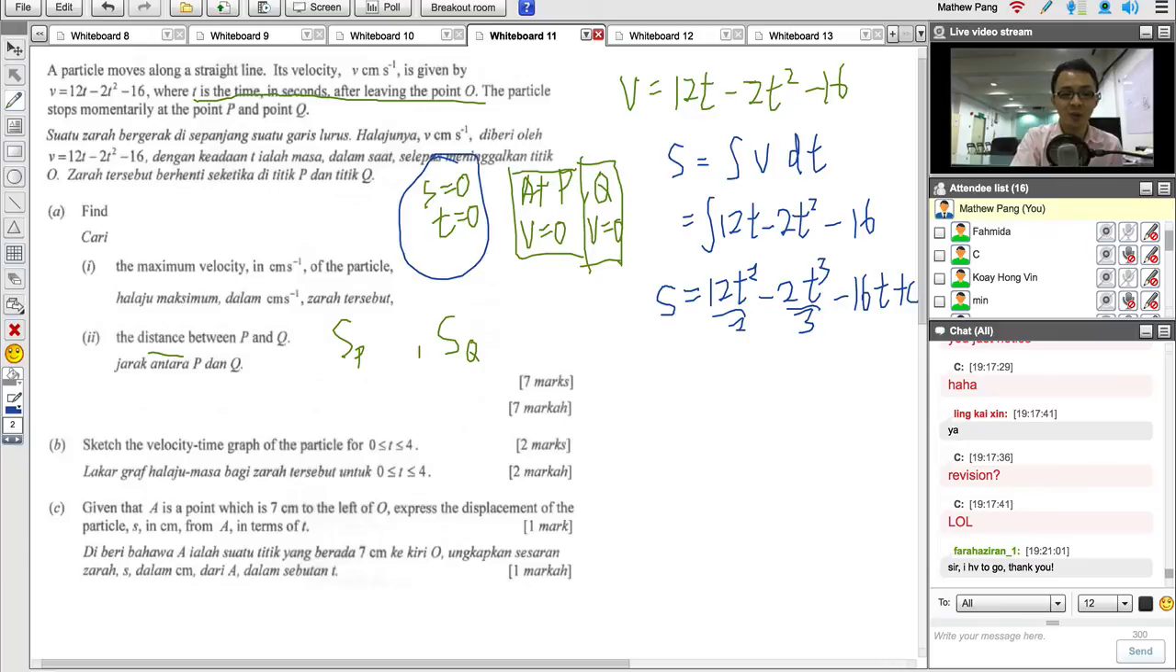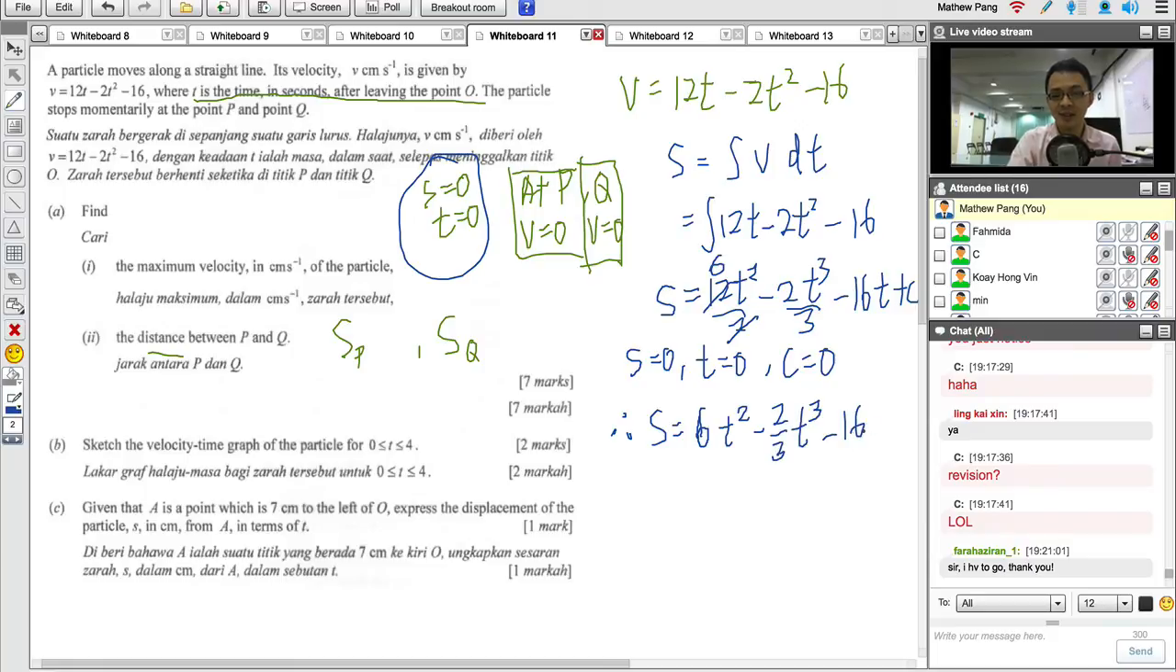Therefore, s equals 0 when t equals 0. You substitute 0 here, 0 here, 0 here, 0 here, and your c will equal 0. If you don't believe c is 0, you can try it yourself. So our s equation, simplified, is s equals 6t squared minus 2 over 3 t cubed minus 16t.